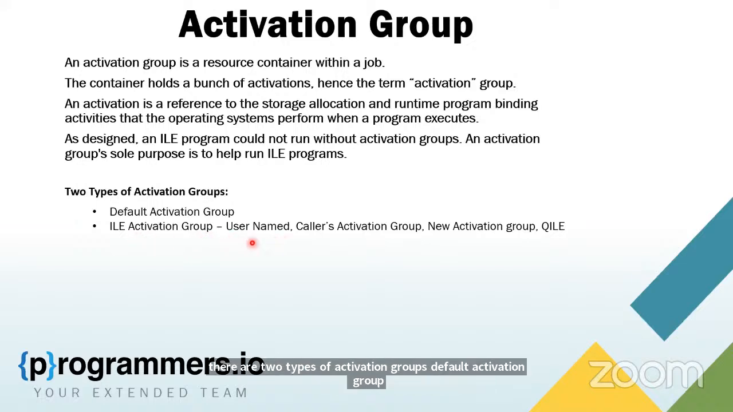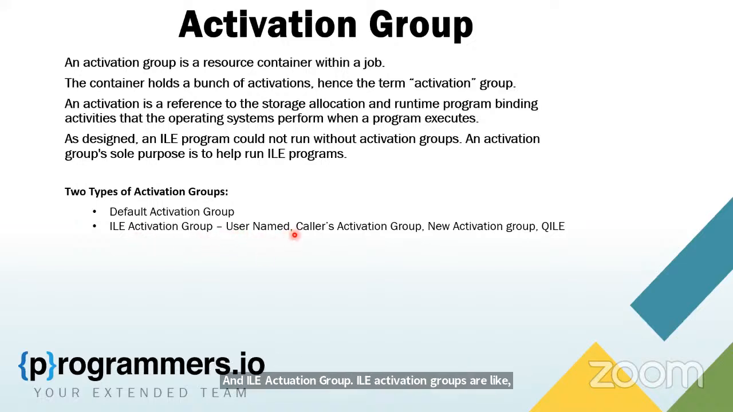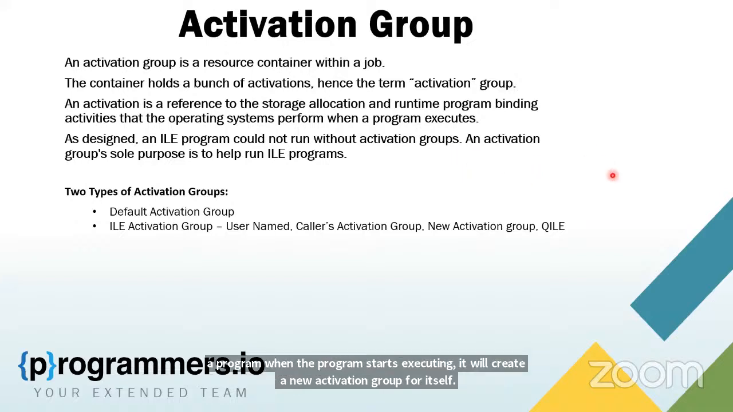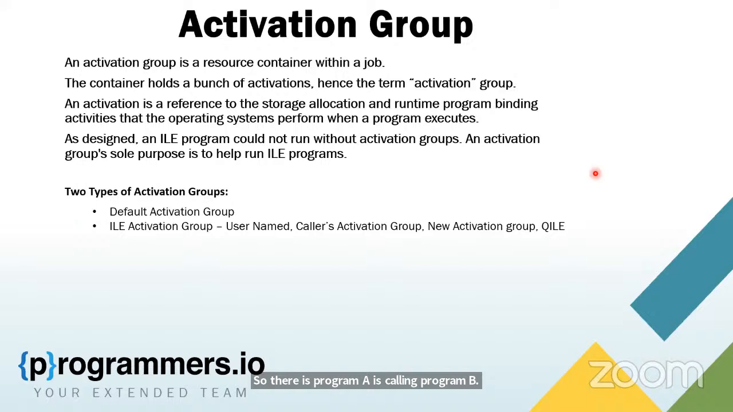ILE activation groups have many types. User named, where you can give your own name. Caller's activation group, that is, program A is calling program B. Program B can be compiled saying to use the caller's program A's activation group. So then program B also will use the same activation group that is being used by program A. If you give a new activation group for a program, when the program starts executing, it will create a new activation group for itself. So program A is calling program B, and program B is also compiled as new activation group. So then that also will have a new activation group.